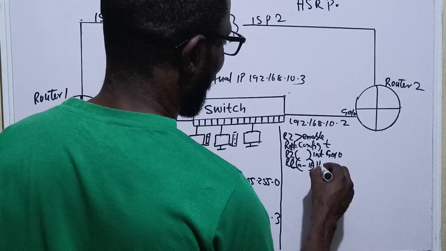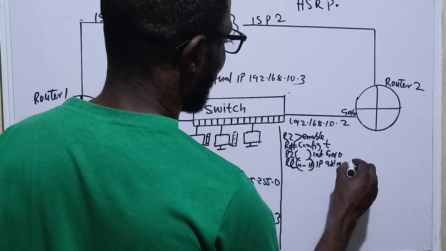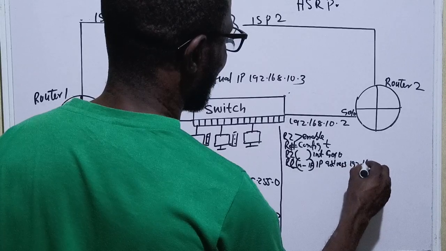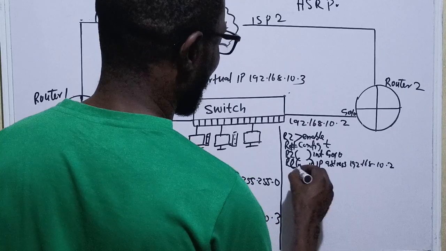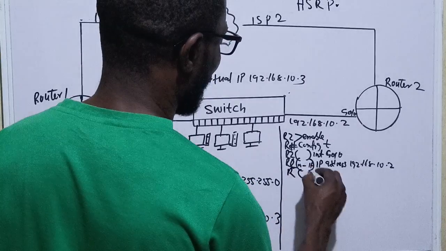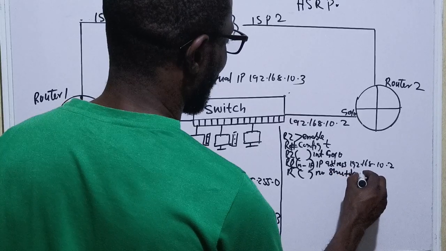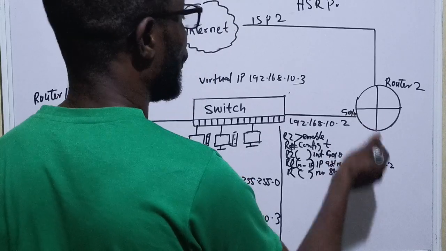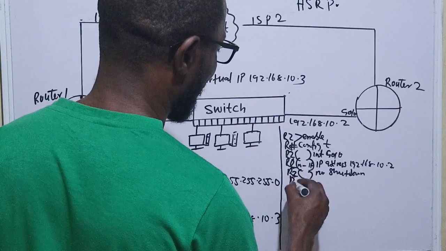Okay, IP address is 192.168.10.2. You hit enter, and enable with no shutdown, or no shut for short, to enable the interface. The interface is now up. You come back again, you hit enter.